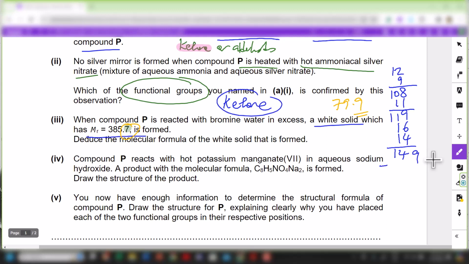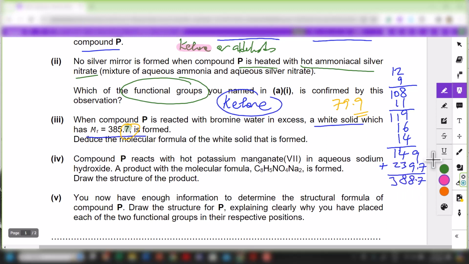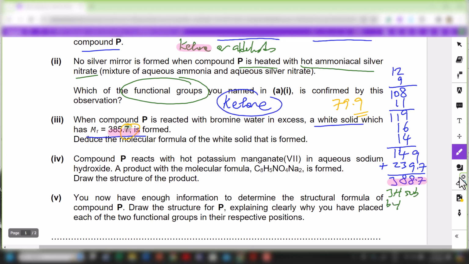If we add 3Br in, that will be 79.9 times 3, roughly 80 times 3, 240. That will be 239.7. So from here you will get 388.7. Do take note of the difference in the Mr calculated. From here we can tell that it is a substitution reaction because 3 hydrogens have been substituted with 3 bromines. So 3H substituted by 3Br.